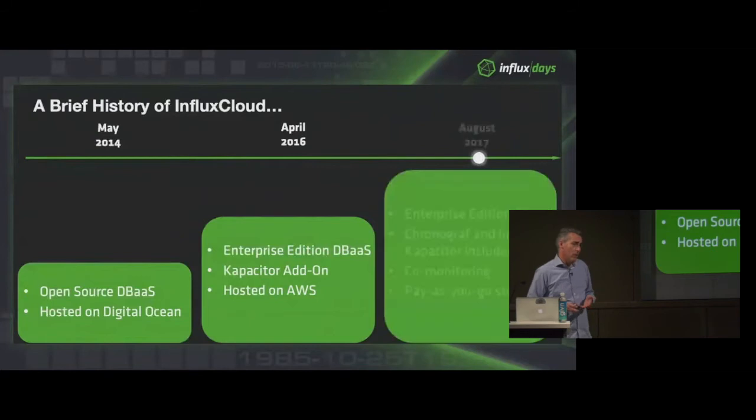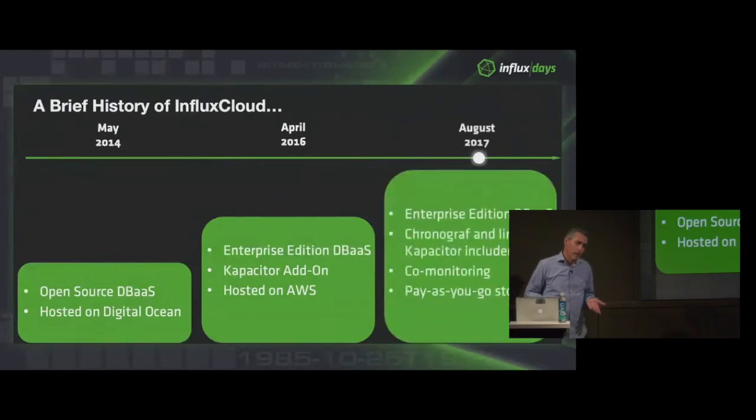But we heard a lot of feedback along the way, like, can you give us more visibility into things? Where's the dashboarding capability? And is there an option to do pay-as-you-go? So we launched in August of 2017 a pay-as-you-go option for storage so that you could have longer-term retention periods on your data. We gave you visibility into the actual running and availability of the services through what we call co-monitoring. And we embedded both Chronograf and a limited edition Capacitor as part of the standard subscription. So you got all the pieces except for the data collection rolled all into one.